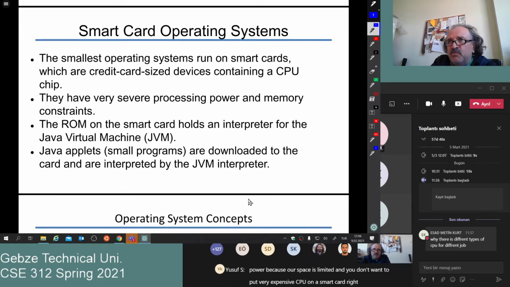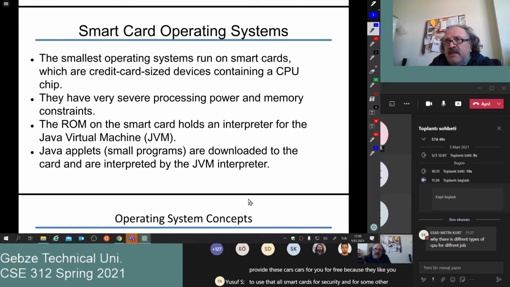How much money did you pay for your smart card? I didn't. The answer is 0. It better be 0, right? Nobody pays for it because they are very cheap. Usually the banks provide these cards for you for free because they like you to use those smart cards for security and for some other purposes.